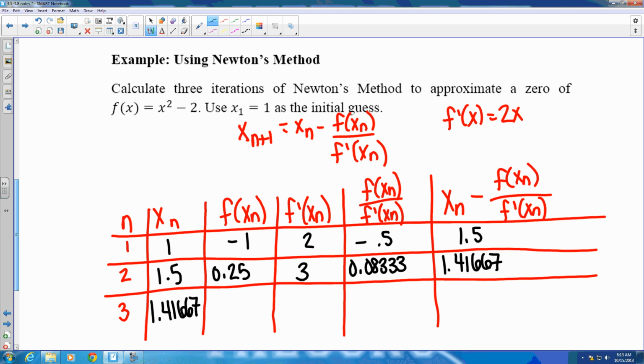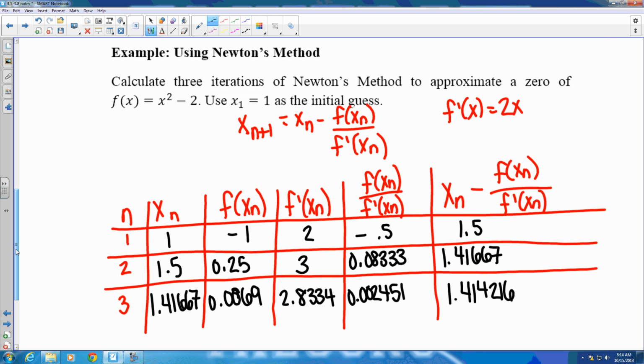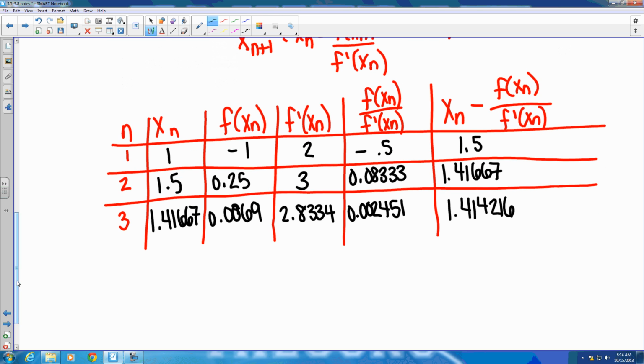Plug it into our function, and we get 0.00694. Put it into f prime, we get 2.8334. Put it into f of xn over f prime of xn, dividing those last two that we just got, 0.002451. You can go to as many decimal places as you want. That one I went to 6. And our final xn is 1.414216. So going to 3 iterations, one of our zeros is this answer.